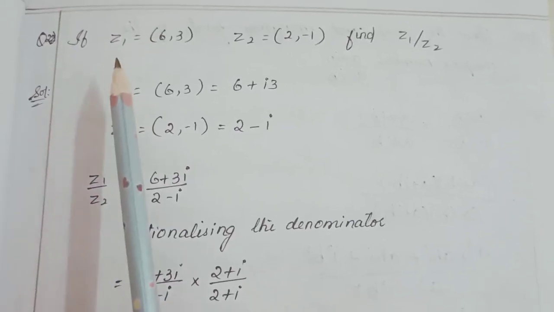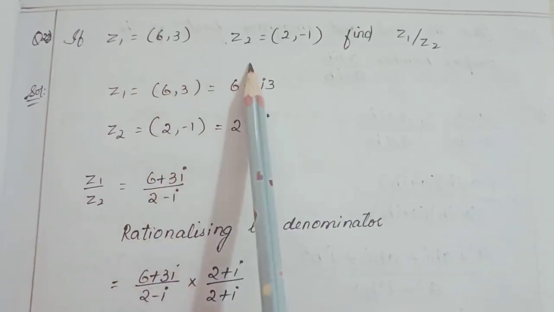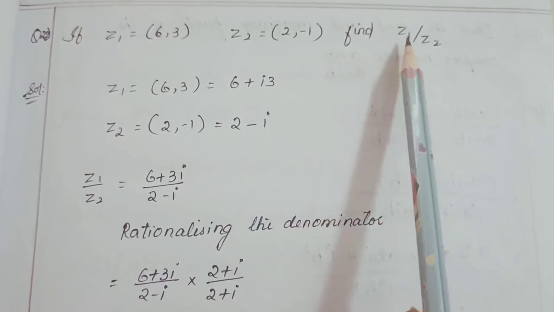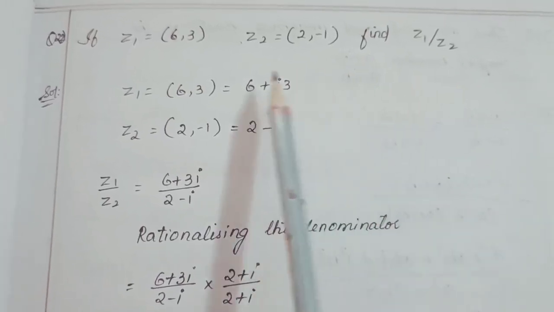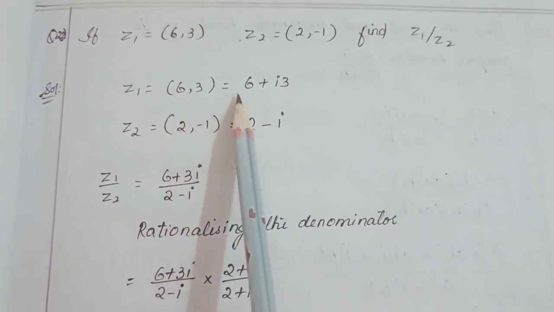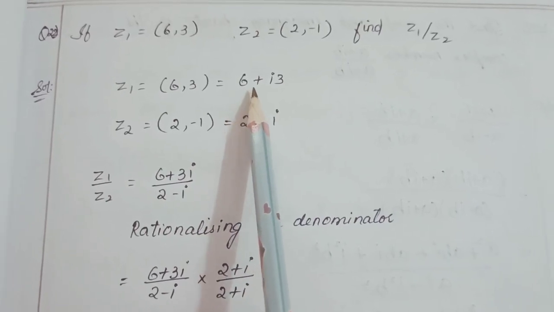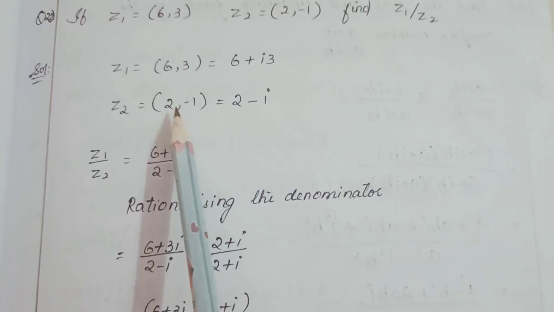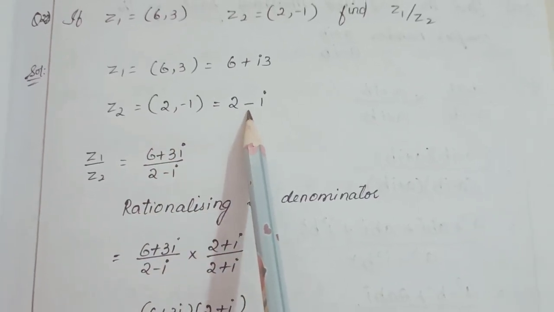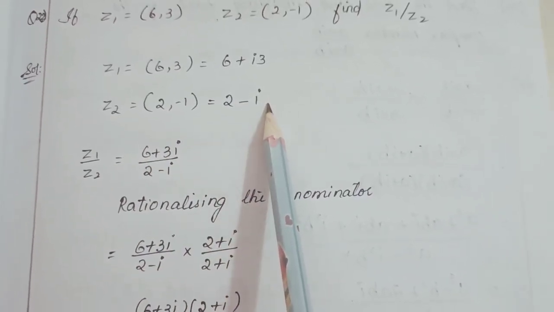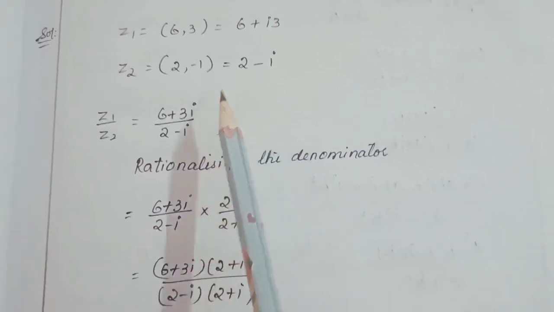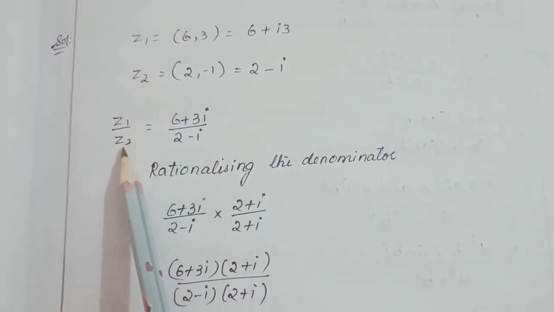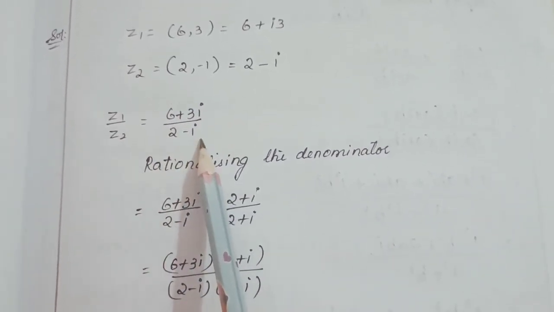Question number 22. If z1 is equal to 6 comma 3, z2 is equal to 2 comma minus 1, find z1 by z2. Z1 is 6 comma 3, so we will write it in complex form: 6 plus 3i. Z2 is 2 comma minus 1, that is 2 plus minus 1i, that is 2 minus i. So we want z1 by z2: 6 plus 3i by 2 minus i.